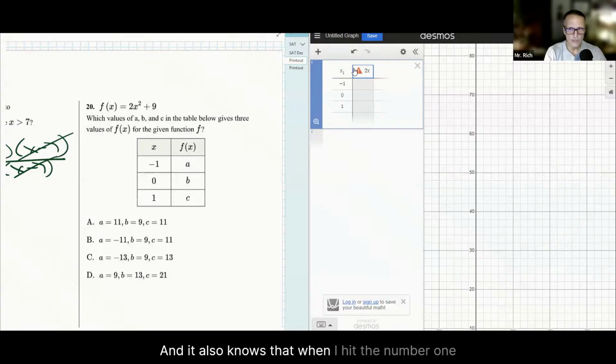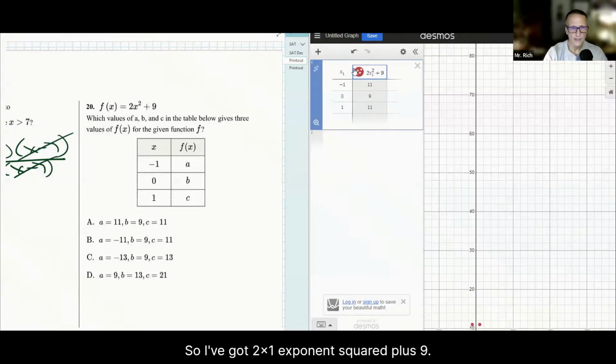And it also knows that when I hit the number 1 on my keyboard, it makes it a subscript. So I don't need to go find a subscript key. So I've got 2x1 exponent squared plus 9. Yeah, it filled the table out for me. 11, 9, 11. A is the answer.